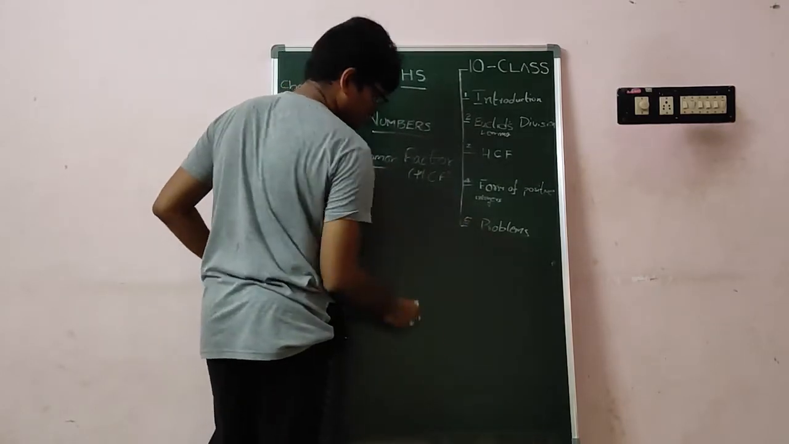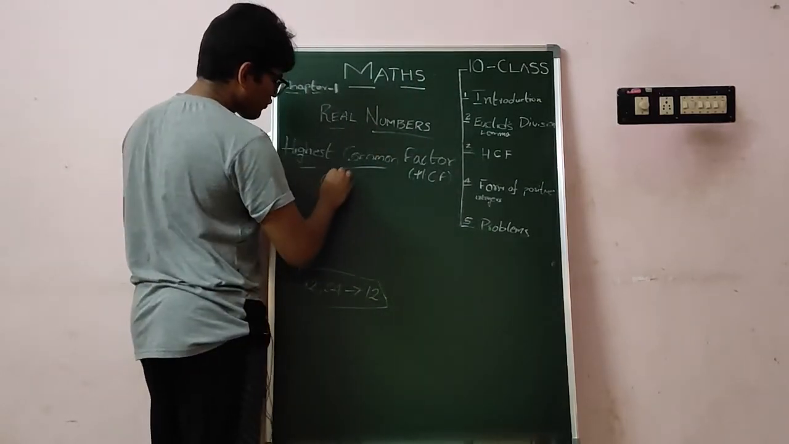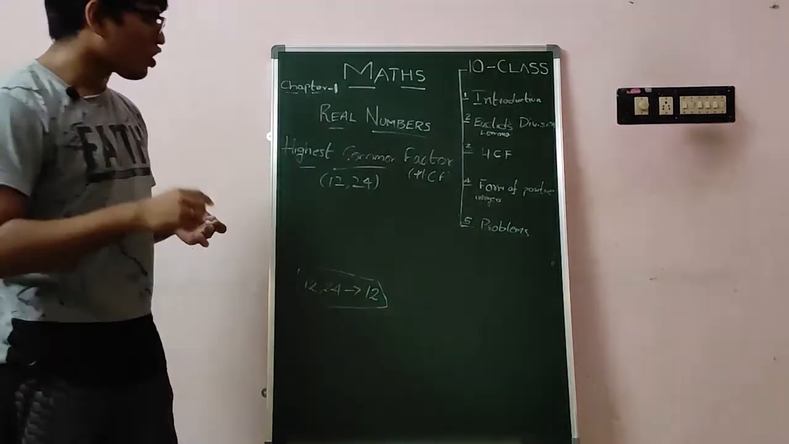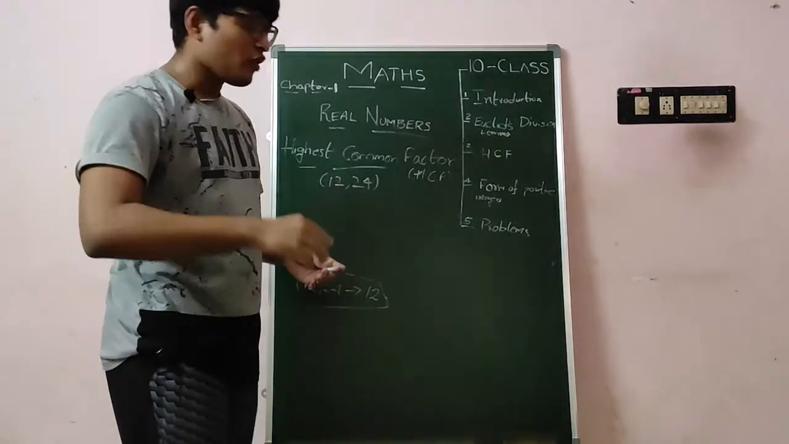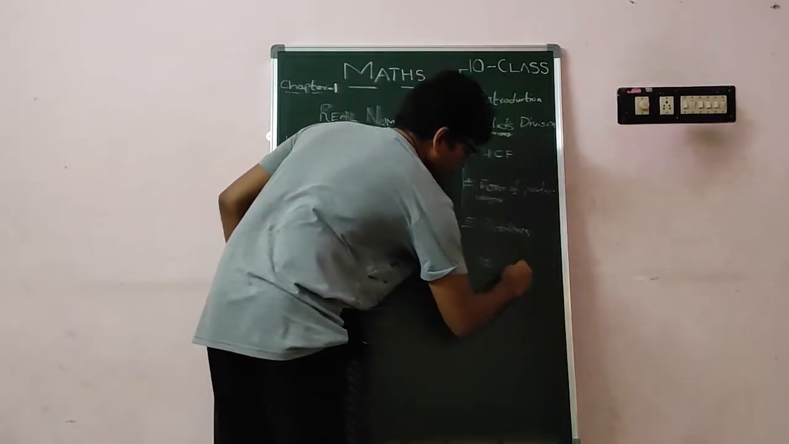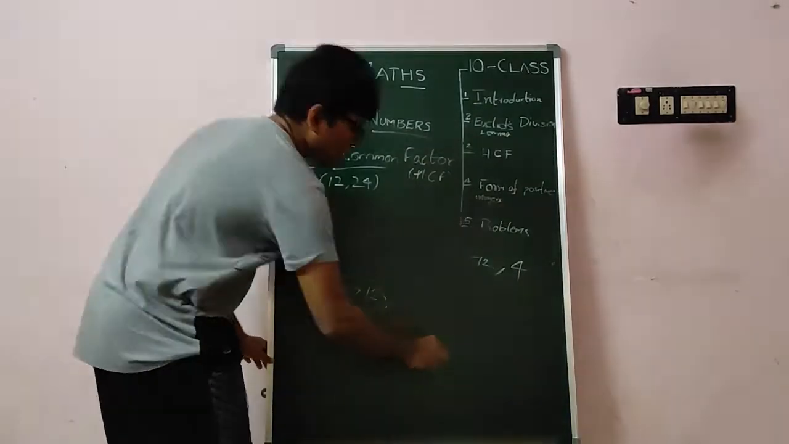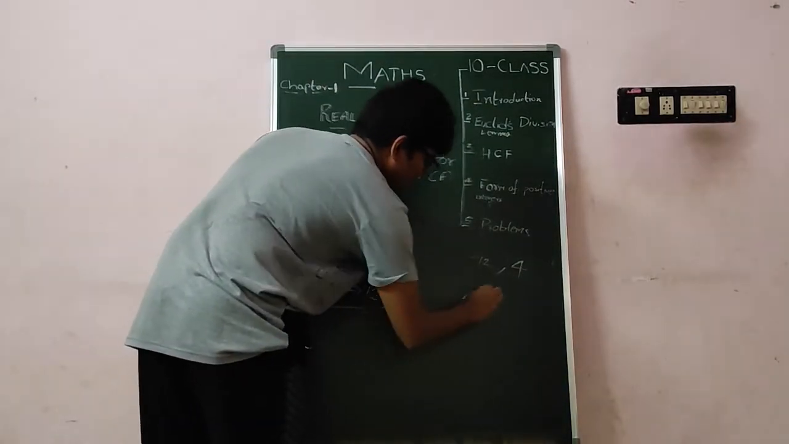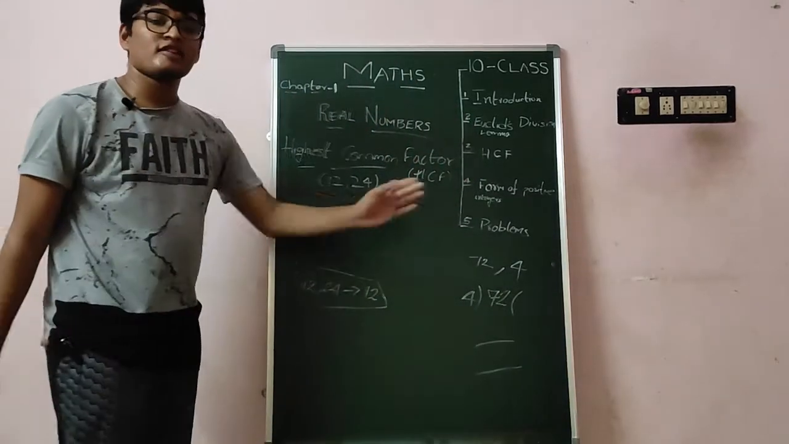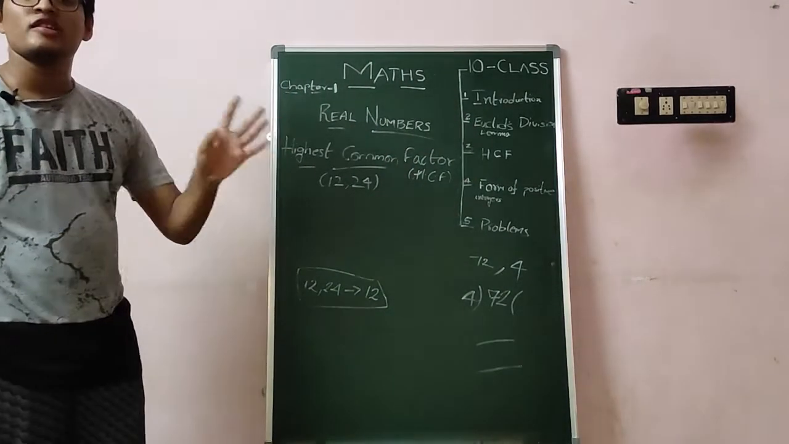Now, HCF of 12, 24. Students, you know the normal division, right? When you are asked to divide some number, say 72 by 4, what will you do? You write 4 here and 72 here and do the division, right? In the same process we are going to find the HCF of two numbers.